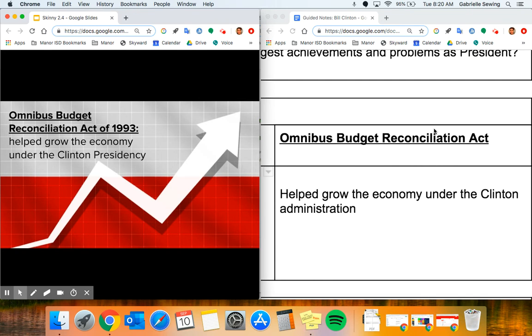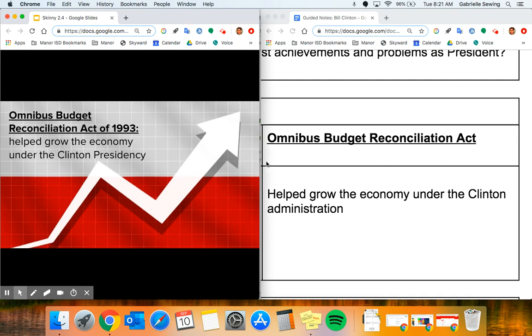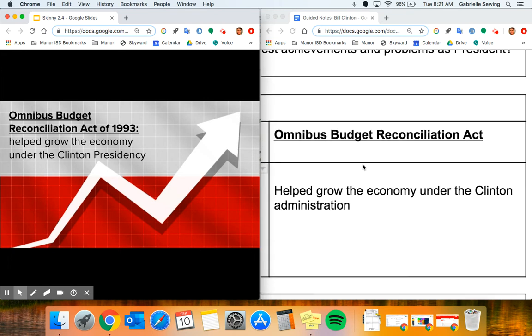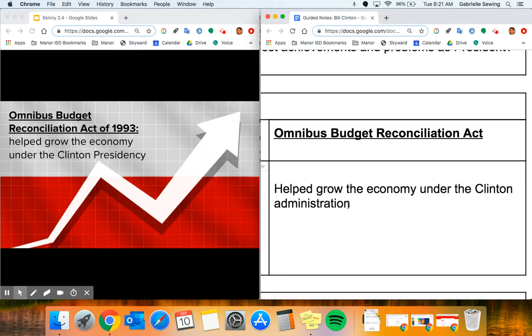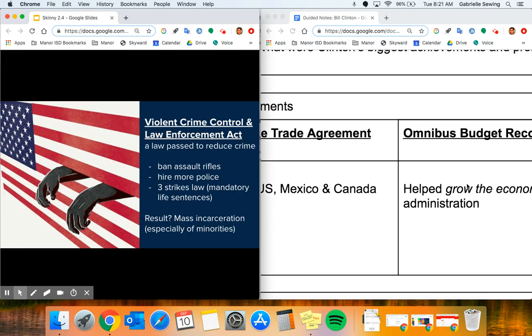The second positive thing that Clinton is responsible for is supporting this bill called the Omnibus Budget Reconciliation Act of 1993. Don't worry so much about the title and remembering that one. What is important to know is the definition and the outcome, right? Because of this bill that was passed, our economy grew under the Clinton administration. It got better. Clinton is known for being a president who really helped the economy grow. Very positive on that front. All right, so those are 2 positives.